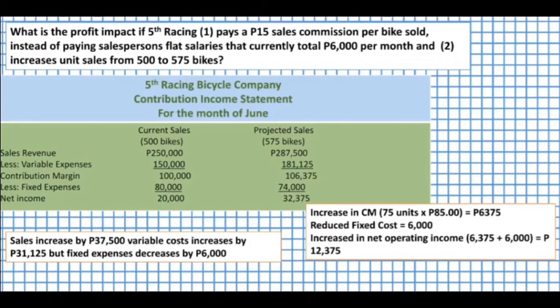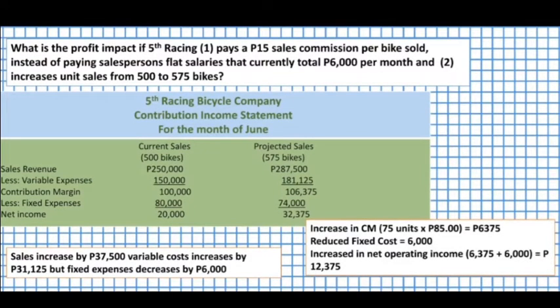Increase in CM, 75 units times 85 equals 6,375. Reduce fixed cost equals 6,000. Increase in net operating income: 6,375 plus 6,000 equals 12,375.